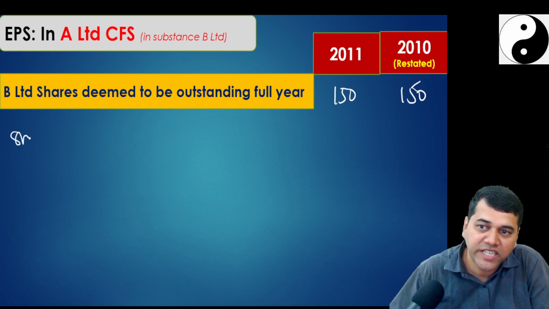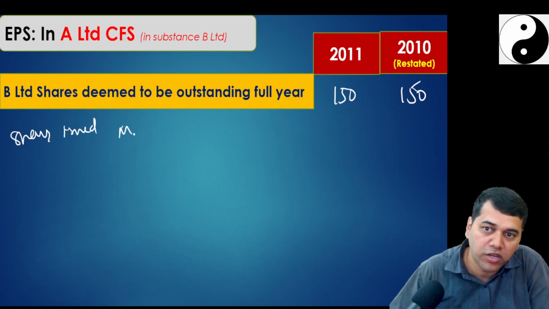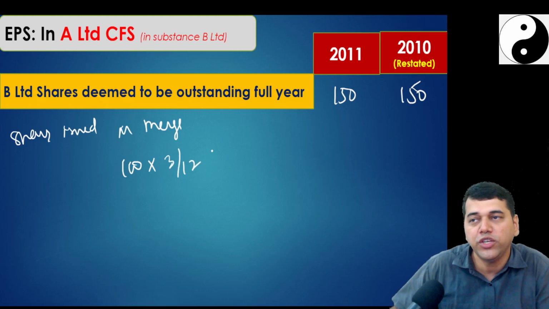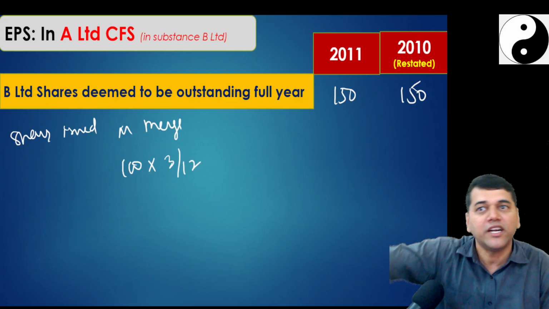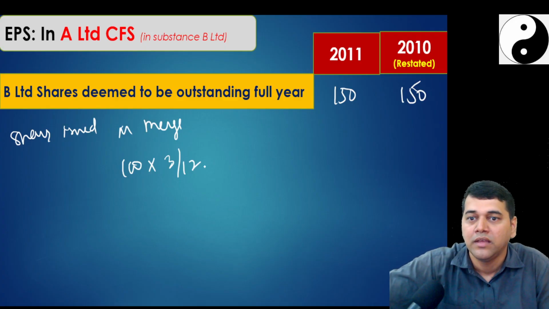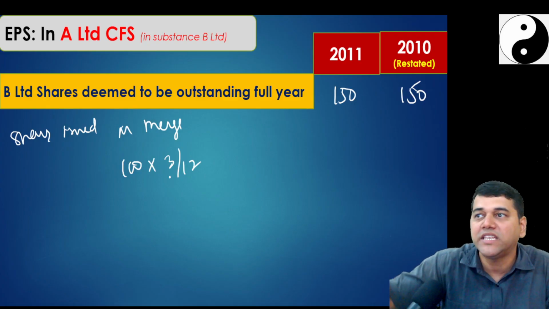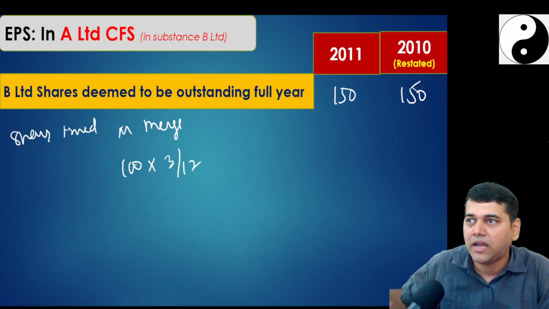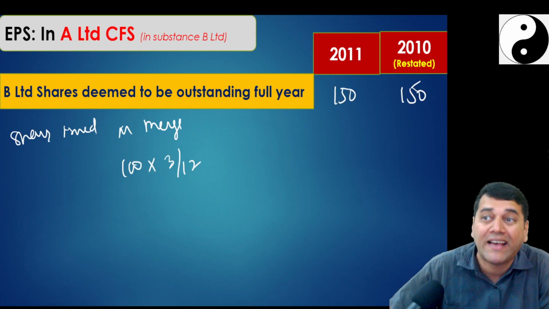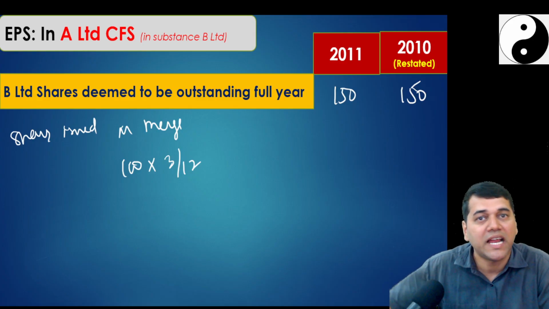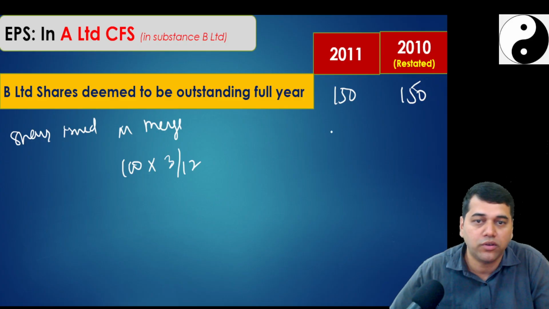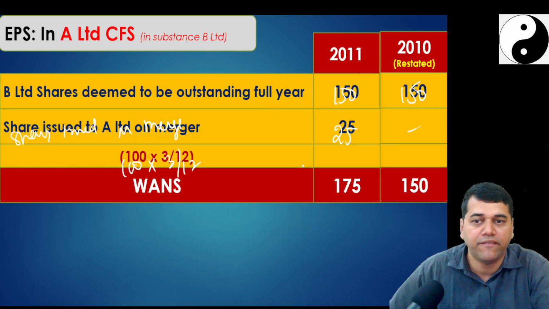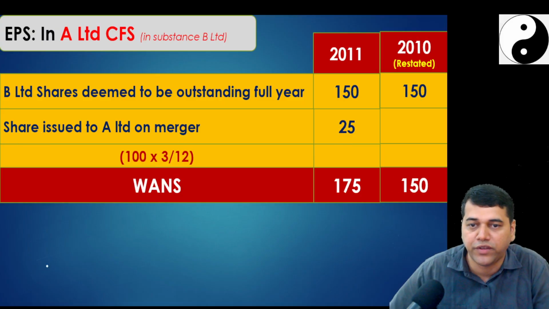Now, how many shares were issued on the merger? 100 into 3 by 12. You issued 100 to A because 100 was already there legally. But it was outstanding for how long? Only 3 months, not the entire year. This is coming from EPS, I think you have done that at the inter level. I need to calculate the weighted average number of shares. The merger happened just 3 months before the year end. So 25. Last year not there. So my total weighted average number of shares is 175 and 150.